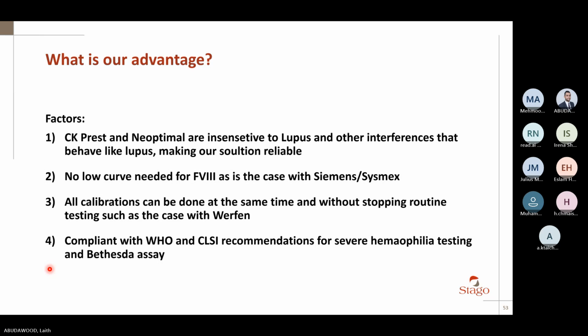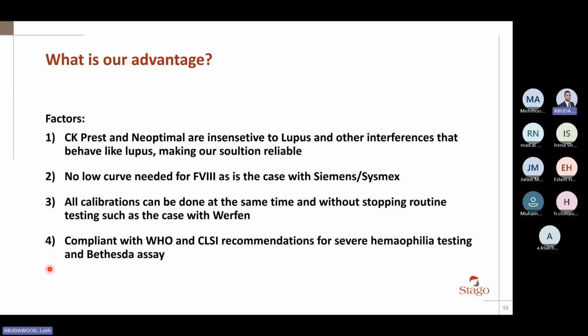We don't have this issue, and you have to do them one by one on Werfen, for example. And finally, our deficient reagents are compliant with WHO and CLSI recommendations. The point here is, when you do Bethesda testing for factor 8 specifically, CLSI recommends that you have at least 50% of von Willebrand factor in your deficient 8 plasma. All right. Now, that's not the case with Werfen, for example. Werfen has this issue where von Willebrand factor levels are around 10% or less, which means their deficient plasma is not suitable for Bethesda testing according to CLSI. We don't have this issue.